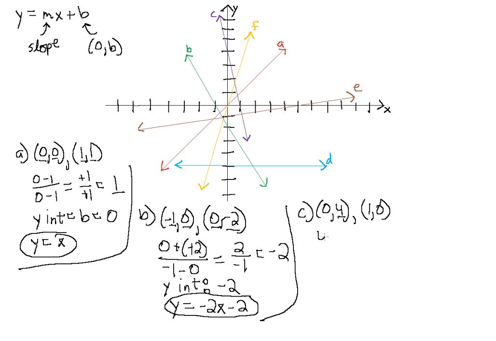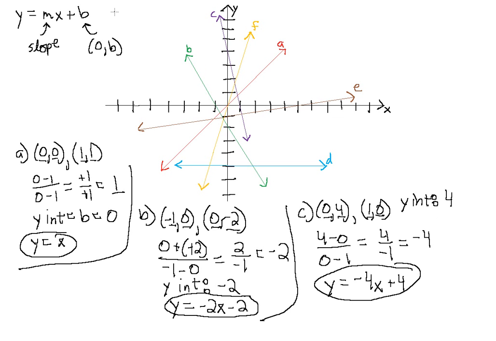So we have 4 minus 0 divided by 0 minus 1. This gives us 4 divided by minus 1, and that gives us a minus 4 for our slope. Let's go ahead and find our y-intercept. Once again, we picked out two pretty good points. We have a 0 for an x value right here, so our y-intercept is 4. And that gives us our slope-intercept form of minus 4x plus 4 for our y-intercept. And that's all there is to it.